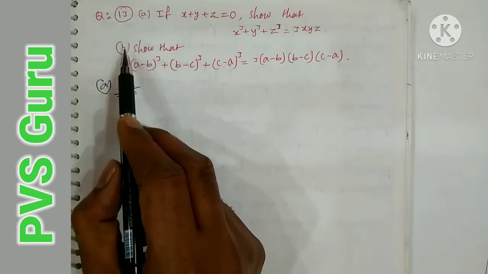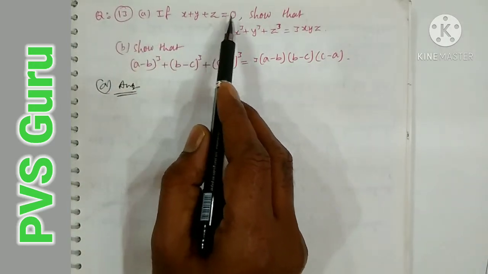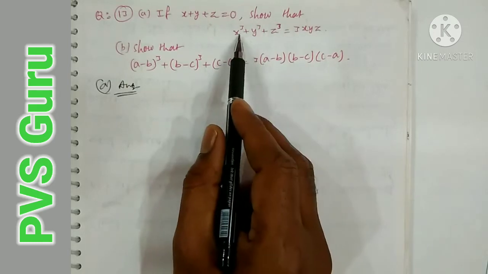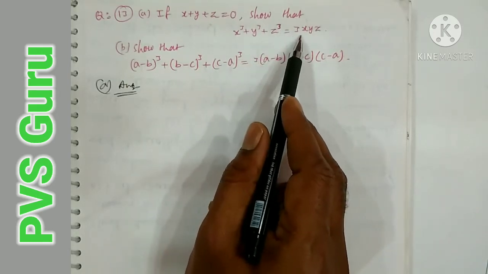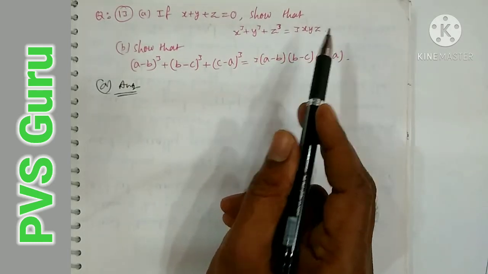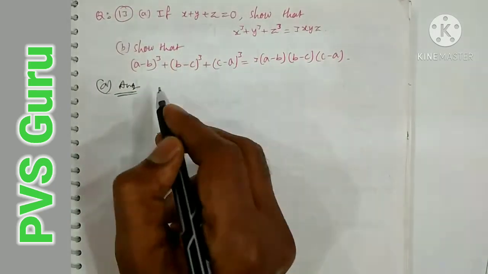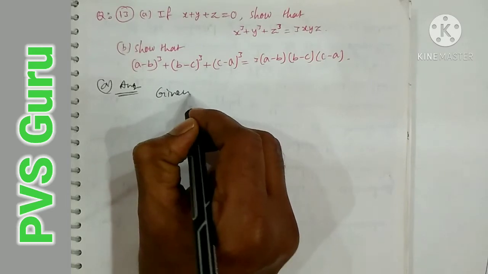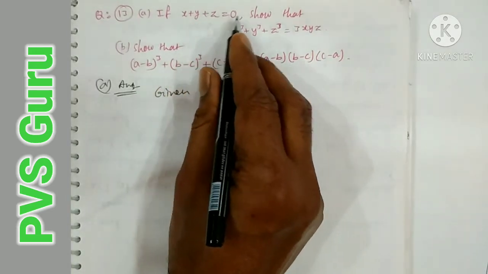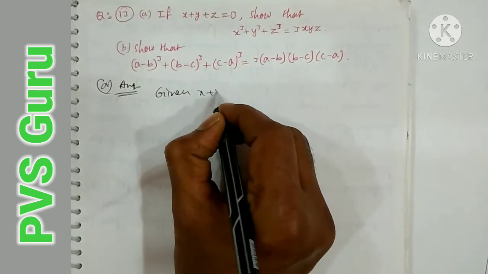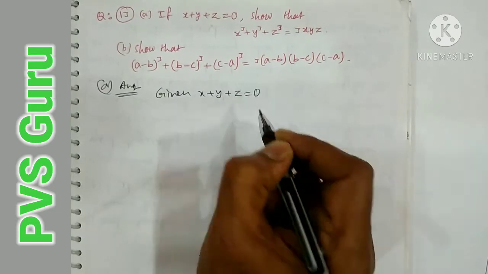Question number 13. Here two parts are there, A and B. If x plus y plus z is equal to 0, then show that x cube plus y cube plus z cube is equal to 3xyz. In this first case, by the given, x plus y plus z is equal to 0.